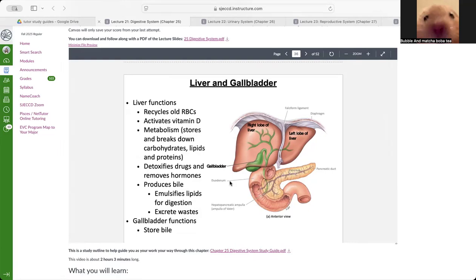So it emulsifies. If there's no bile, the lipids sit on the surface on top of the chyme and do not get mixed in and digested. It's like when you make salad dressing and the oil sticks on top, right?